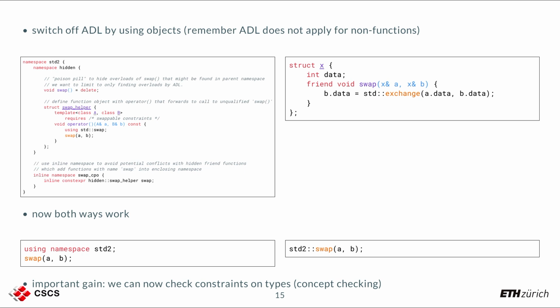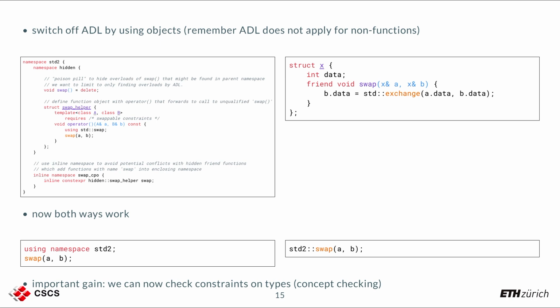But how is this better? Now we have a class, and what do we do with this? Well, we then instantiate an instance of this class, and we call this instance, so this is an object, swap. And we do this in a way so that it will be initialized for the whole duration of the program. It's constexpr and it's inline, so it stays there. And there's some magic you have to do in order to prevent some subtle bugs with ADL again.